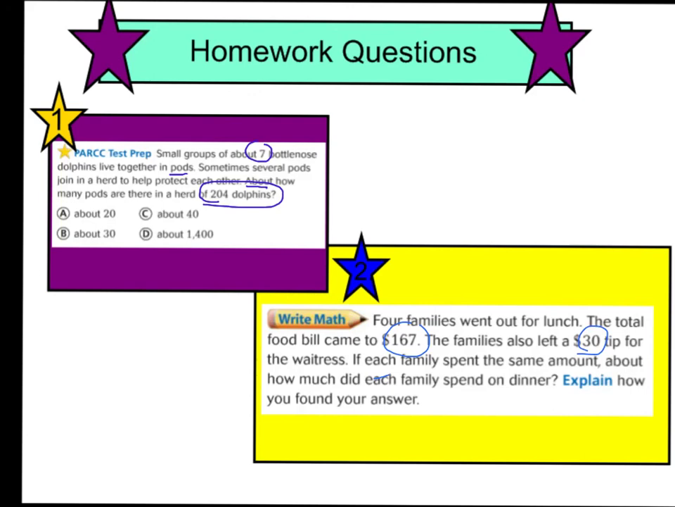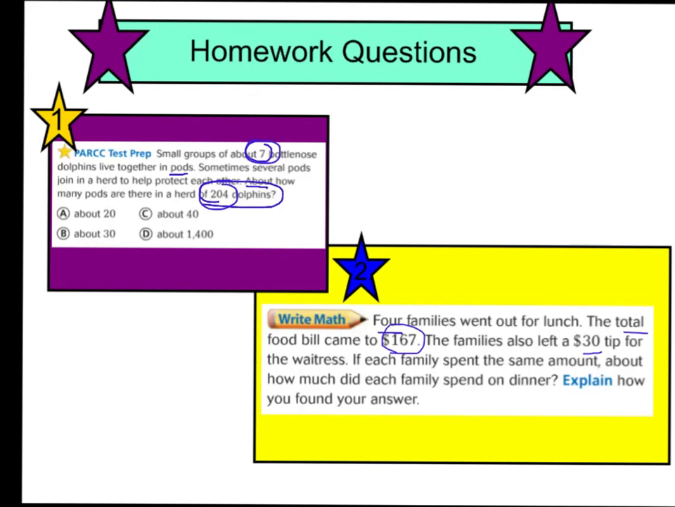So it's $167 for the food bill. $30 is the tip that the combined families paid. But remember, there are 4 families. If each family spent the same amount, about how much did each family spend on dinner? Explain how you found your answer. So go ahead, and I want you to work on that problem as well, and work it out carefully and explain how you got your answer.